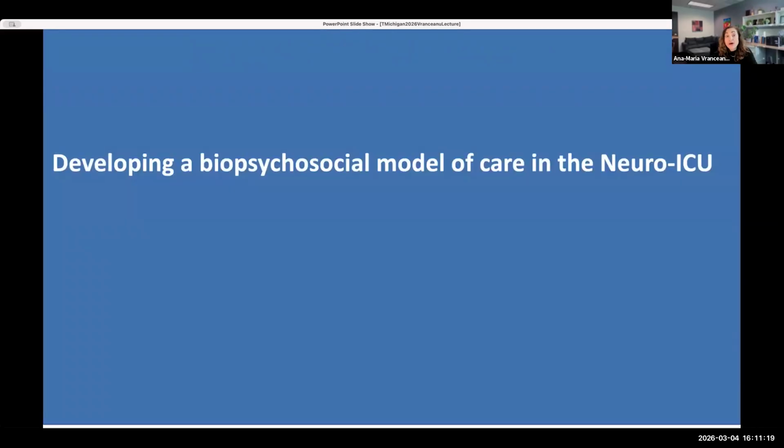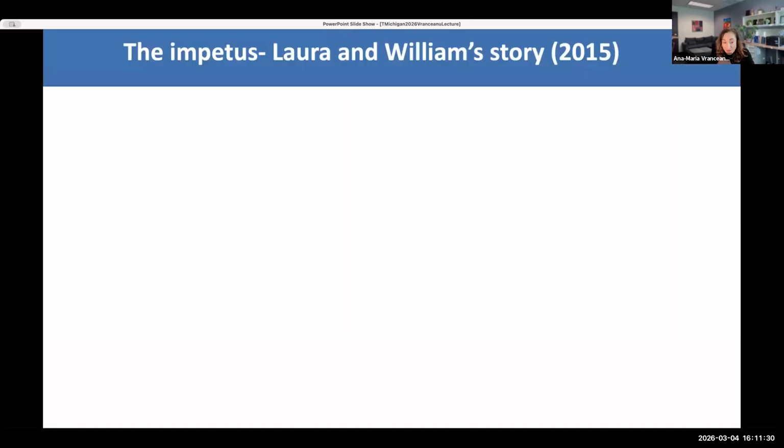So I'm going to spend some time discussing the process of developing a biopsychosocial model of care in the Neuro ICU at the Massachusetts General Hospital. And I'm going to start with the impetus of this work, which is a couple named Laura and William.